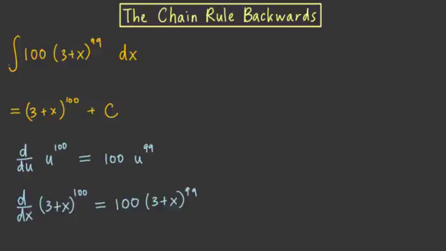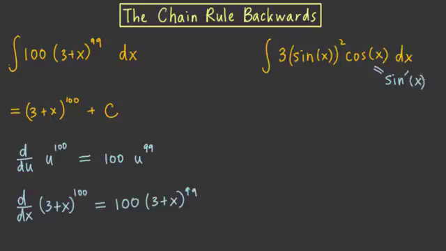What function can we differentiate to get 3 times sine x squared times cosine x? The integrand here is sine x inside the square function times cos x, which is the derivative of sine. So this looks like the result of differentiating a function of sine x using the chain rule. Since we have the square of sine x here, let's guess the integral to be the cube of sine x. Let's check if our guess is correct.